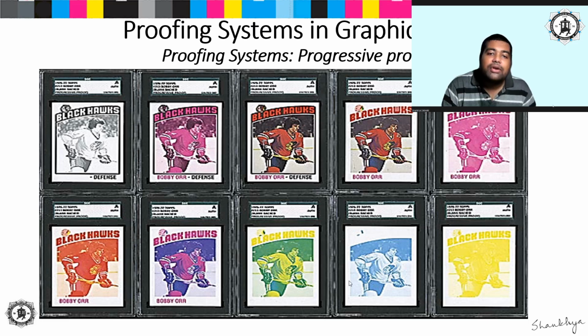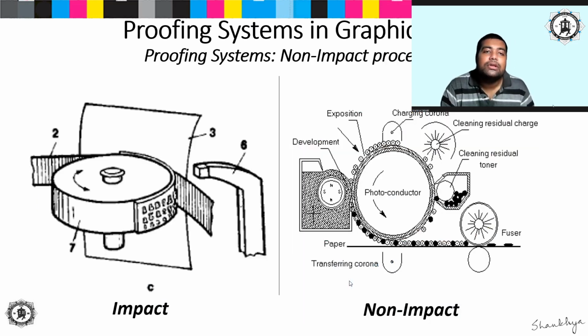Now we come to another classification of your proofing system. So what are these classifications of proofing system? Let us see. I think you all know, while talking about basic printing, that we can classify printing processes into two types.